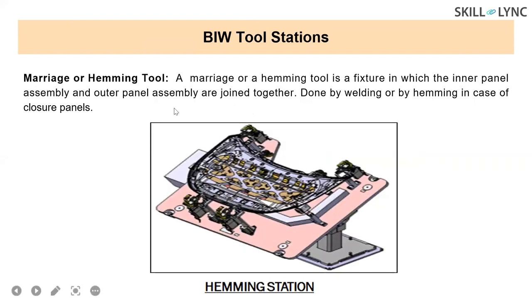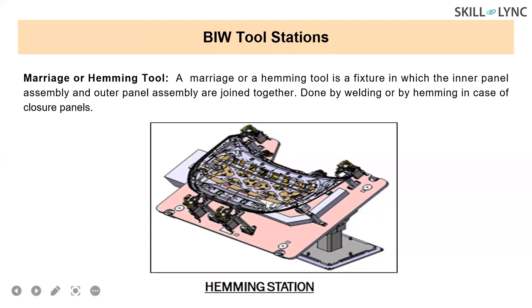Clear? Next one is the hemming tool. So what is hemming? Anyone have any idea? Consider we'll be having two components, exterior as well as interior, and I want to join them together. So what can I do? I can use the hemming process to join them. So with the hemming fixture, I'm going to do the hemming operation over this particular fixture. I'll be holding the outer panel and inner panel together, and I can perform hemming in the regions where I'm going to do the hemming process. Clear, guys?